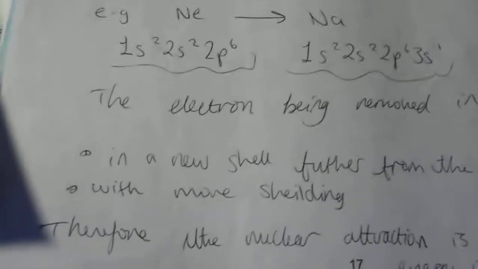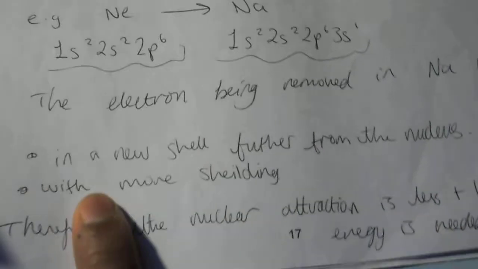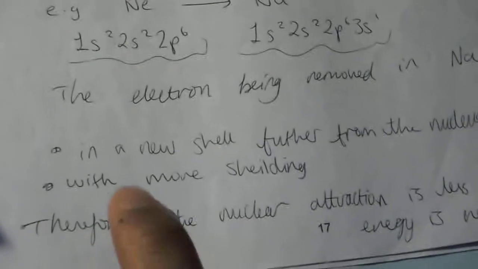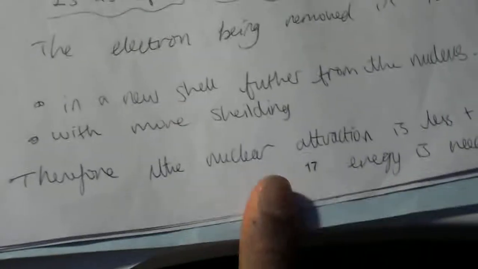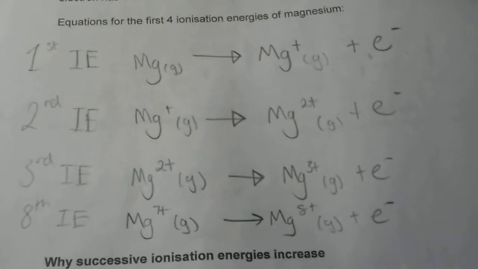And the reason for this is because the electron being removed in sodium is in a new shell, further from the nucleus, and with more shielding. Therefore the nuclear attraction is less and less energy is needed. So there is an absolutely huge drop. Okay? And then we talked about the successive ionization energies, so that's that.